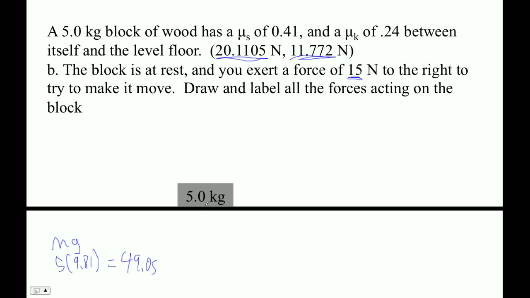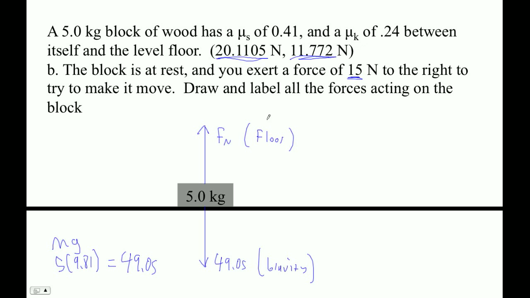So gravity pulls down on the box with a force of 49.05. That's gravity. Right? Okay, but the floor exerts a force upward. This is called the normal force. It's equal and opposite. So let's draw an equally long line. That's close, right? So this is the normal force. This is the force that the floor is exerting.